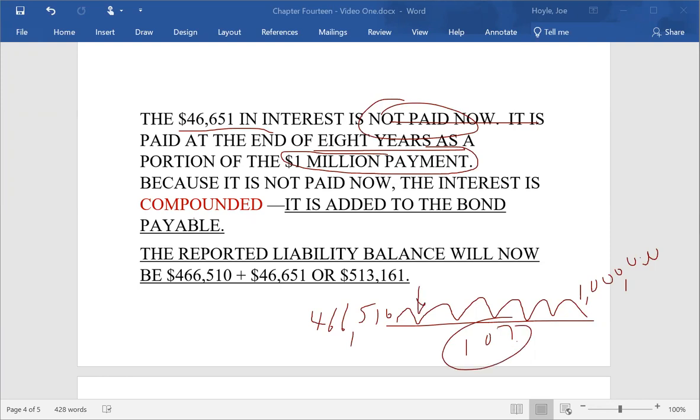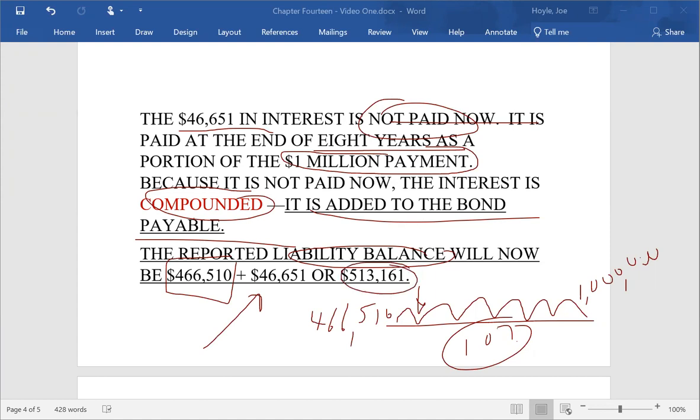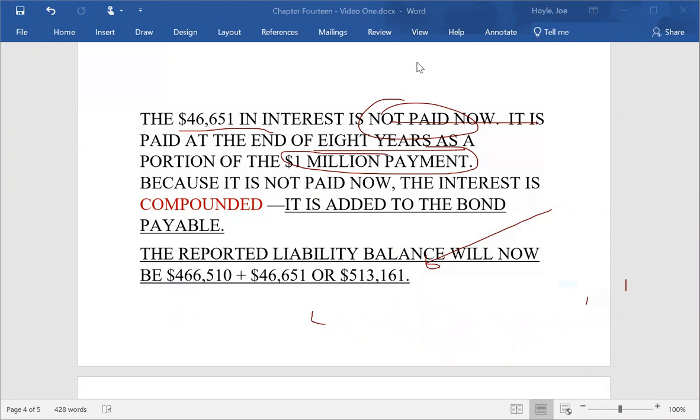Because you're not paying it right now, it is compounded, it's added to the bond payable. By now, we've covered that term enough. I think you should know what compounding means. If you look on the balance sheet at the end of year one, the reported liability balance will be the original $466,510 plus the compound interest of $46,651. And that means the reported balance is moving toward $1 million. It's being compounded, so it's moving toward $1 million. And now it's all the way up to $513,161.